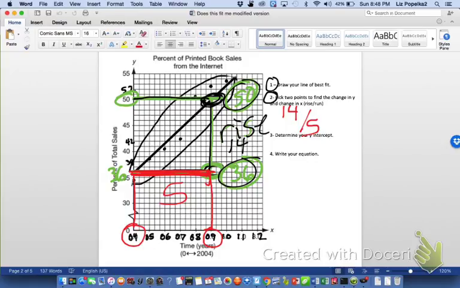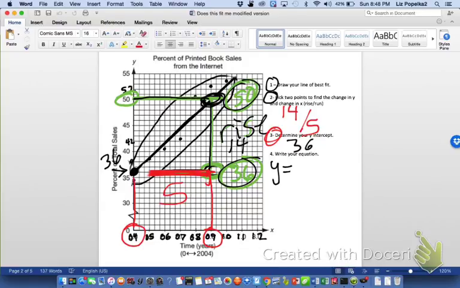Then I need my y-intercept. Remember, the y-intercept is where it hits the y-axis. Well, look, it just so happens, if I'm following this line, we already know where it hits the y-axis. It hits the y-axis right there at 36. We already figured that part out. So again, let me erase some of this junk right here. If I'm following the line of best fit, where does it hit the y-axis? It hits right above the 35, right there at 36. So my y-intercept is 36.